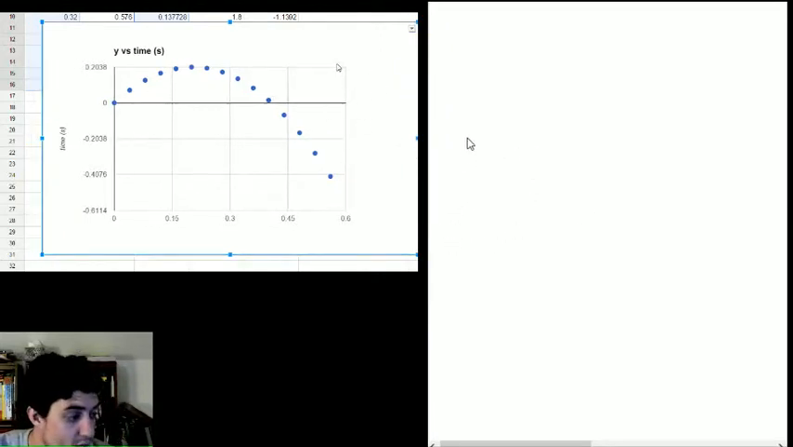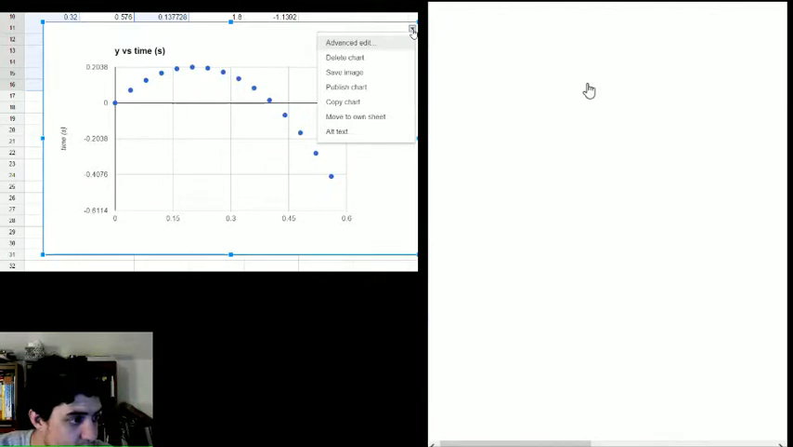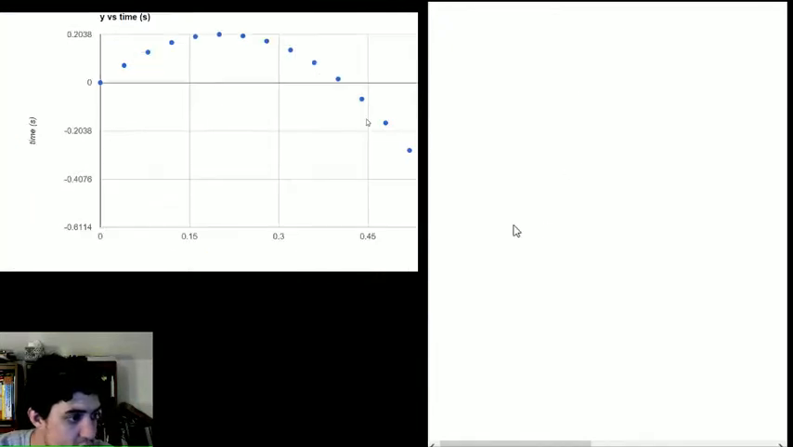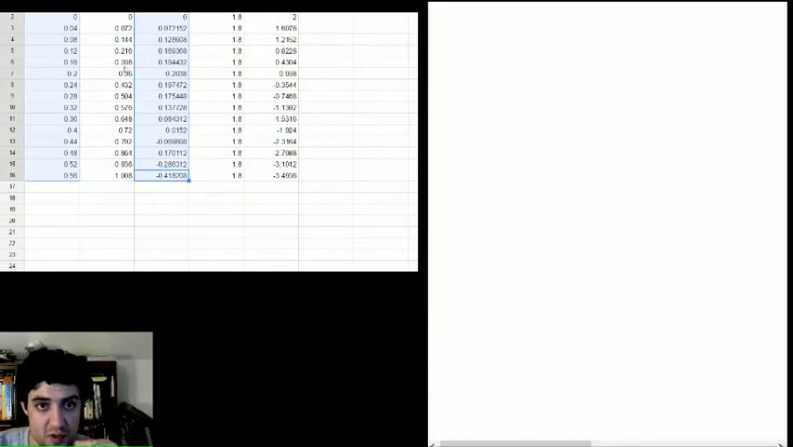Great. Okay. And can we send this guy? Change chart, advanced edit. No, can't do it. Move to its own sheet. Alright. So we're going to stick that down there so we can find it, so we can go back to it. So we're going to linearize this thing. We of course know how to linearize data.